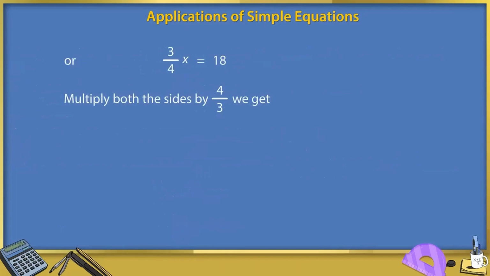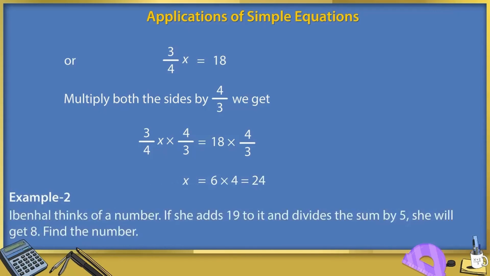Multiply both the sides by 4 by 3. We get 3 by 4x into 4 by 3 is equal to 18 into 4 by 3. X is equal to 6 into 4, which is equal to 24. Example 2. Ibn Hal thinks of a number. If she adds 19 to it and divides the sum by 5, she will get 8.